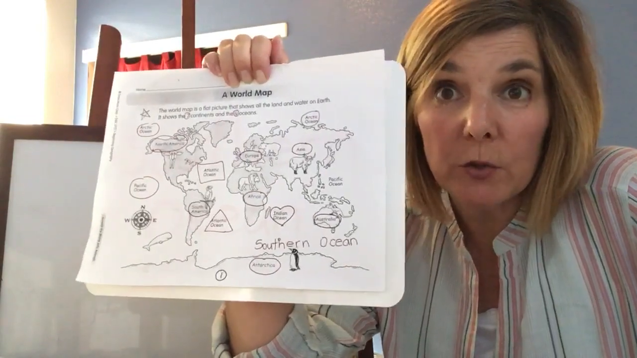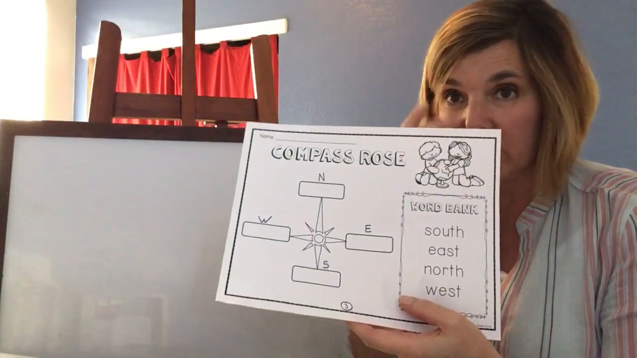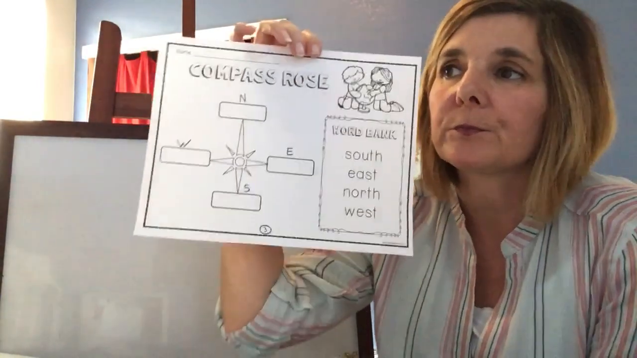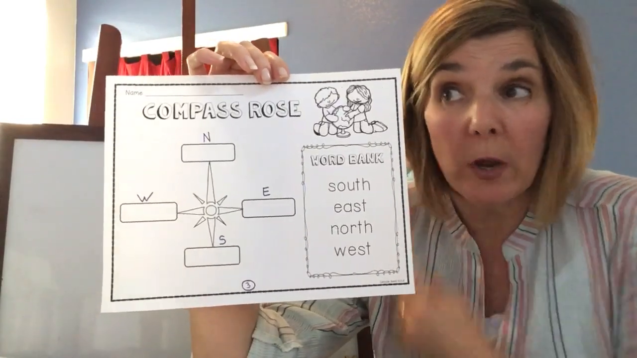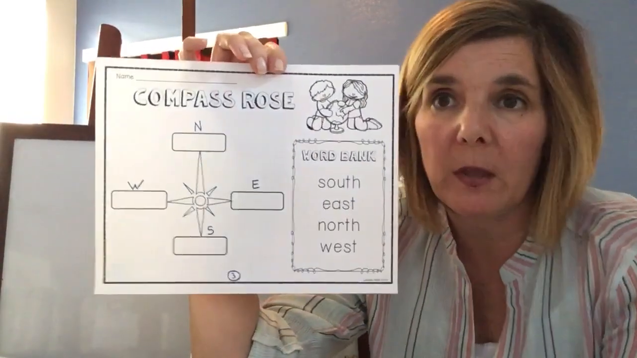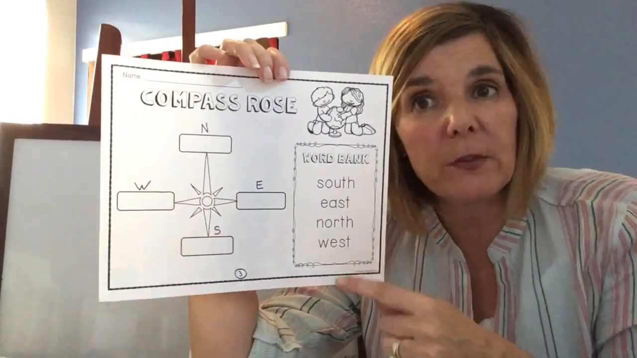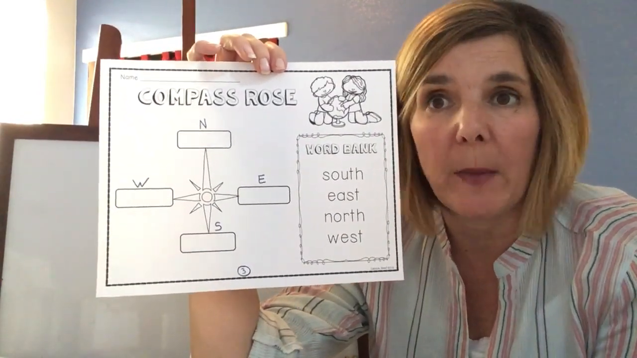Okay, so that's how to do page 1. There's another page I want to do with you today, and it's called page 3. And I'm going to get it out. Page 3 is practicing using a compass rose. It's not hard to do. Let's read the word bank and then place those words in the correct place on the map.